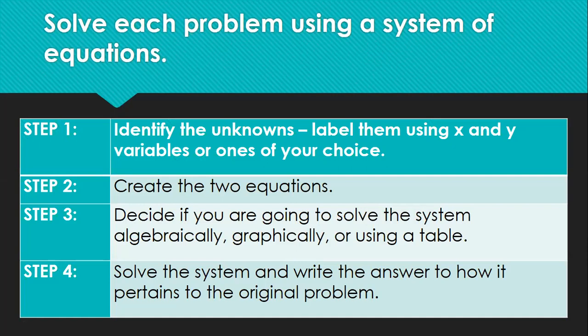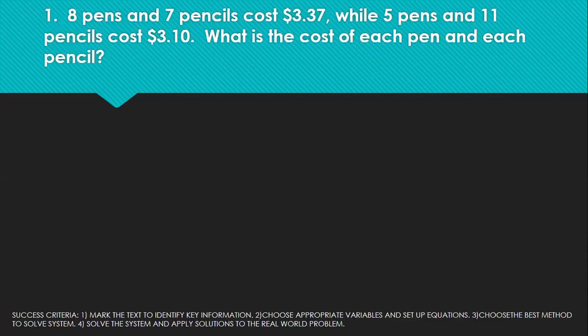All right, so let's do our first problem. It says 8 pens and 7 pencils cost $3.37, while 5 pens and 11 pencils cost $3.10. What is the cost of each pen and each pencil? Okay, so we're going to go back through and mark the text. Do y'all remember marking the text in your English classes? That was where you read once and then go back through and highlight, underline, or circle important information, correct? Okay, so we're going to start here.